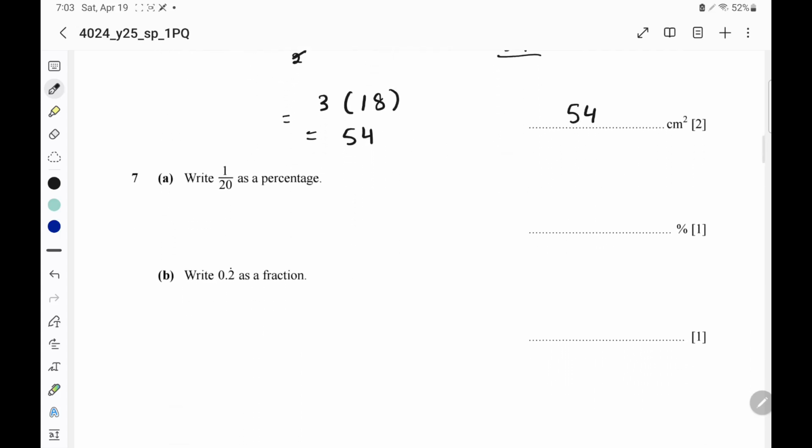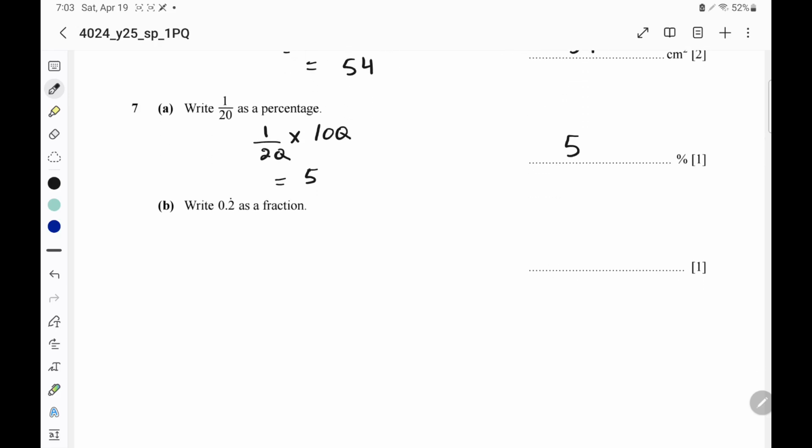Now the next part, question number 7. Write 1 upon 20 as a percentage. Whenever we have to find the percentage, it is out of 100, so 1 upon 20 cancels, and it is 2 times 5, which is equal to 5%.